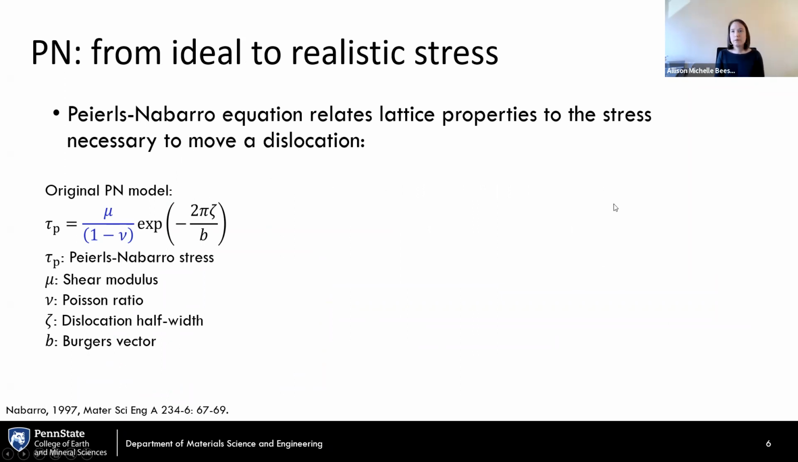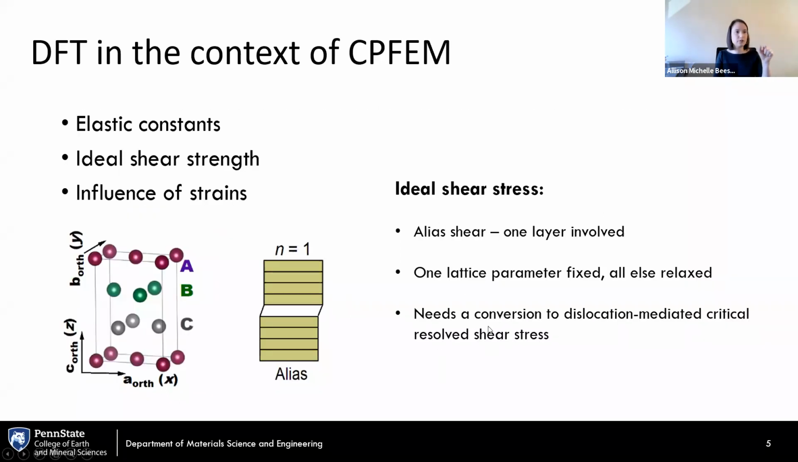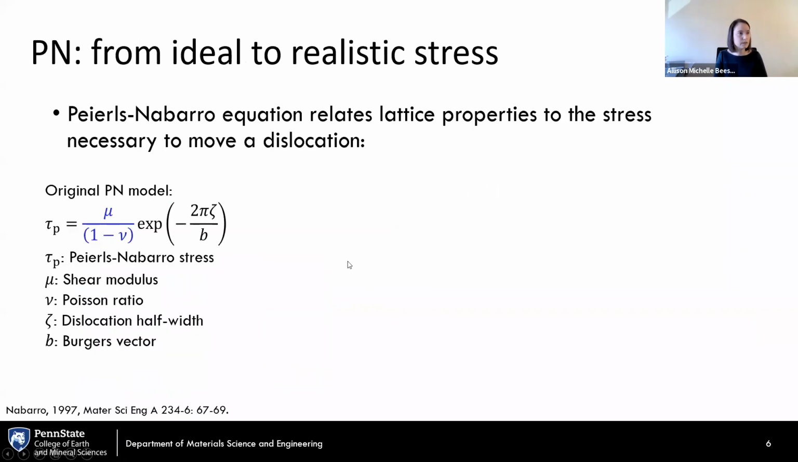So this just gives you your ideal shear stress, but that's not thinking about plasticity and the fact that it's accommodated by dislocation motion. So we need to translate that to something that is more physically realistic. So we use the Peierls-Nabarro equation, which relates the lattice properties to the stress necessary to move a dislocation.